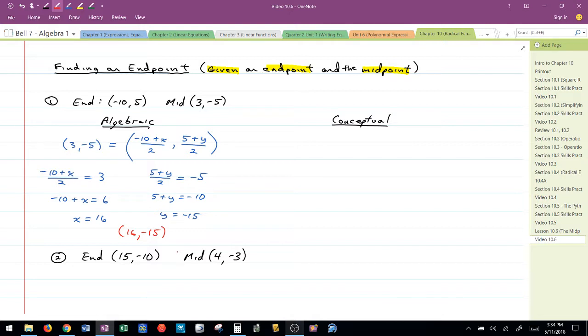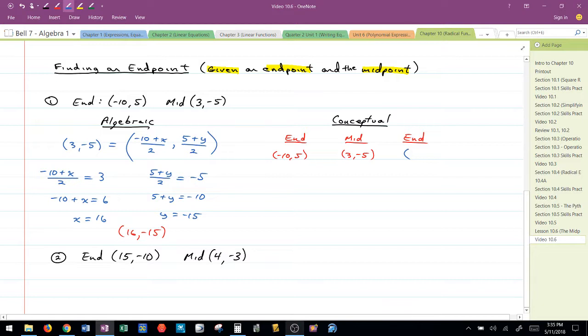But to do it conceptually, you have to understand what a midpoint is and where it is located. I know that a midpoint is exactly in the middle of an endpoint and another endpoint. It's exactly in the middle. Now in this particular problem, they tell me that one of the endpoints is negative 10, 5. So I'm going to just simply write that down under my endpoint heading. They tell me that the midpoint is 3, negative 5. So I write that down. I have to find this other endpoint.